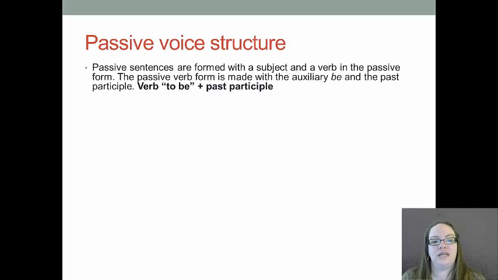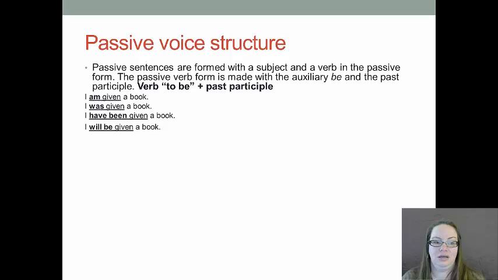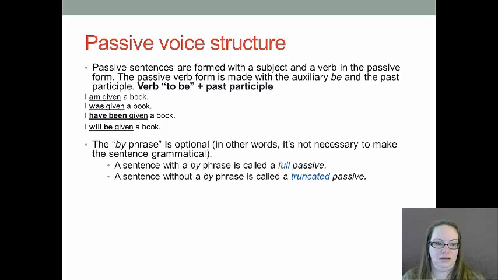So passive sentences are formed by having a subject and a verb in the passive form. The passive form of the verb is made with the auxiliary to be and the past participle. We've already seen past participles as we looked at verb forms. Okay, here are some examples. I am given a book. The form of to be agrees grammatically with the subject. I was given a book. I have been given a book. I will be given a book.